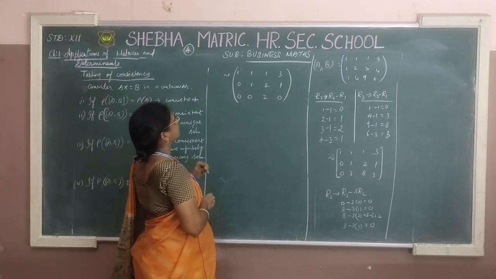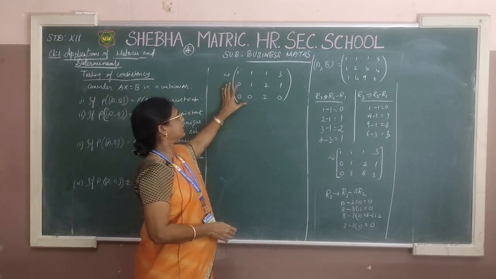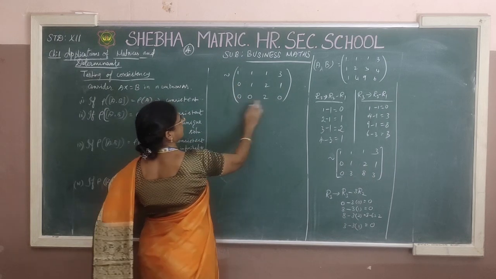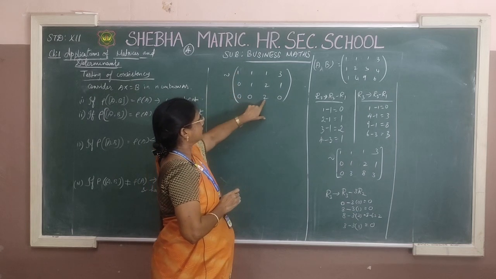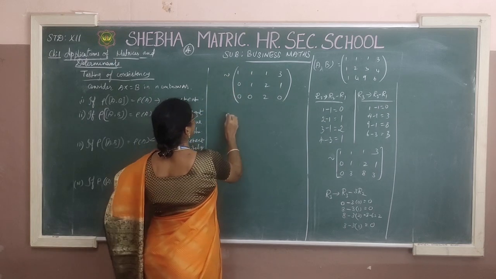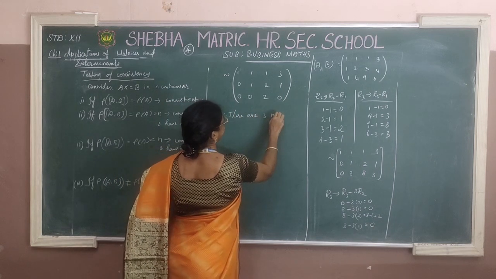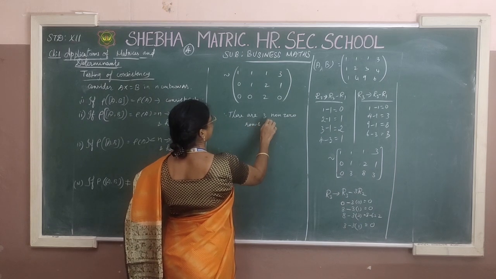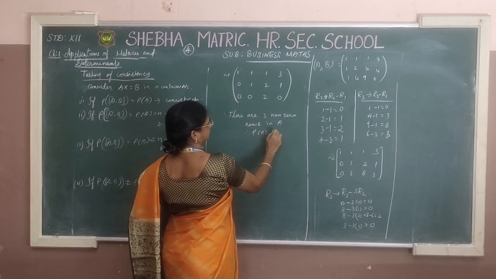Okay, next we are going to consider the first 3 columns only. The first 3 columns denote the matrix A, isn't it? So, consider the first 3. There are 3 non-zero rows, isn't it? Therefore, there are 3 non-zero rows in A. Therefore, rank of A is 3.